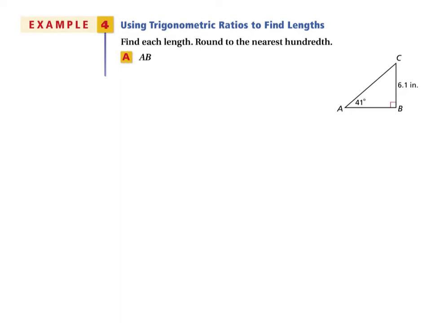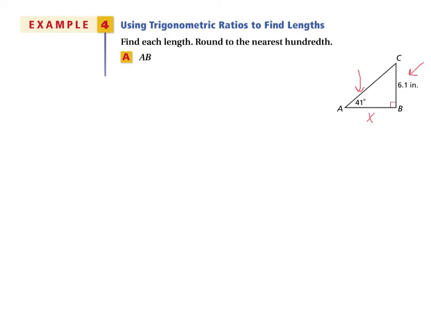Now this is incredibly important because each of you can do something different and you could still get the same answer. Now when I'm looking at this, I see that I am given 41 degrees, I am given the side that's opposite it, and AB is what I need to find, which I'm going to let be x.